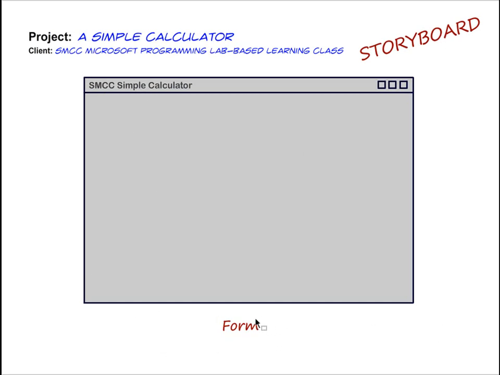We call this, in terms of Microsoft Visual Studio, a form. That's the object that it is, the type of class it is. It's a form object. It's going to have a title bar, a minimize button, a maximize button, and a close button, typical of all windows within Microsoft Windows.